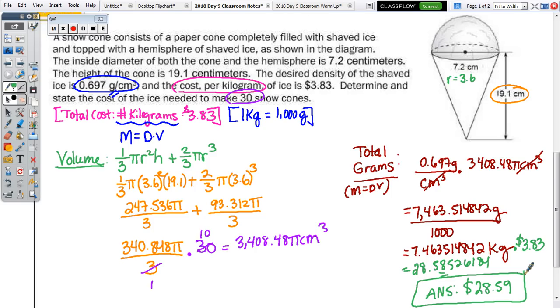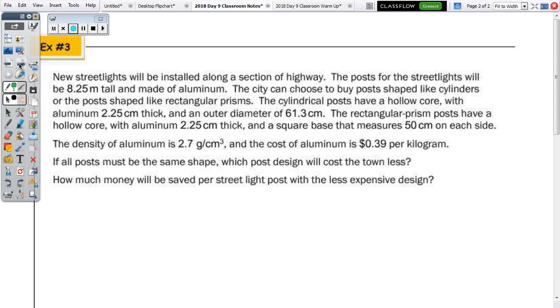Okay, the last one. And this one is very similar to what was on a state test, so on a Regents. So number three says new streetlights will be installed along a section of highway. The posts for the streetlights will be 8.25 meters tall and made of aluminum. The city can choose to buy posts shaped like cylinders or posts shaped like rectangular prisms. The cylindrical posts have a hollow core with aluminum 2.25 centimeters thick and an outer diameter of 61.3 centimeters.